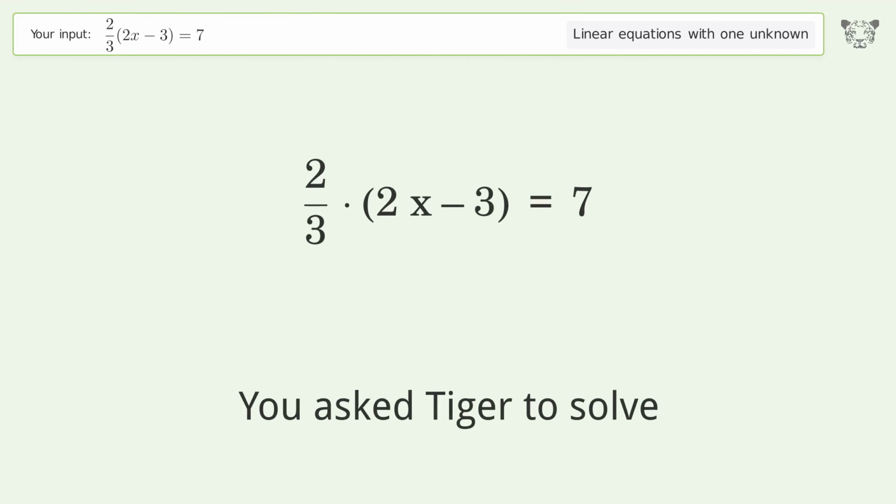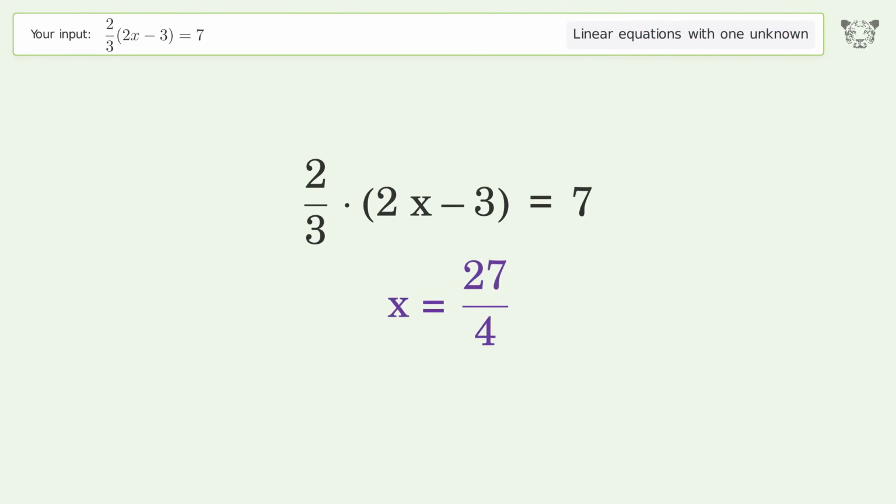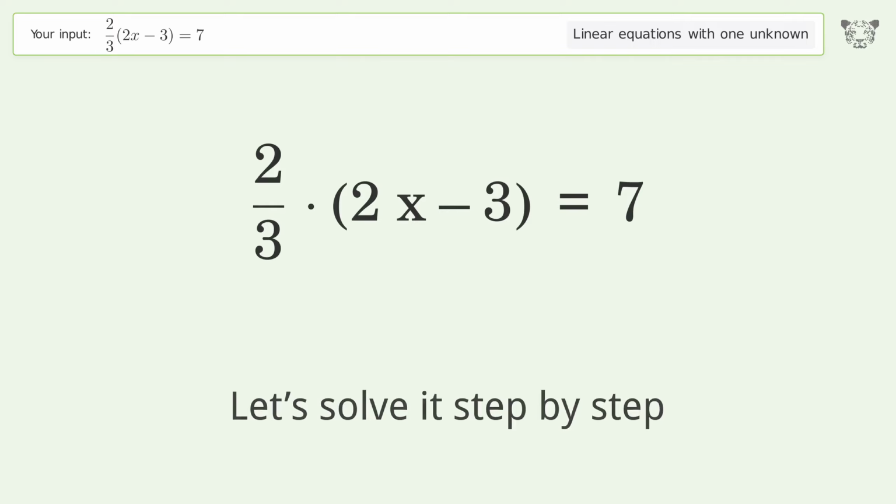You ask Tiger to solve this. It deals with linear equations with one unknown. The final result is x equals 27/4. Let's solve it step by step.